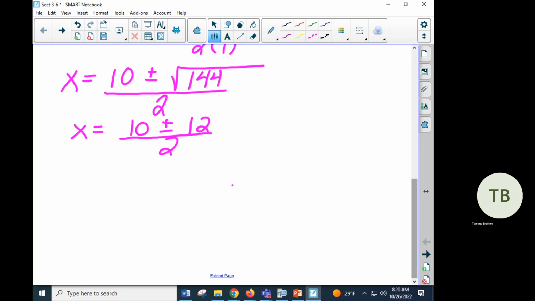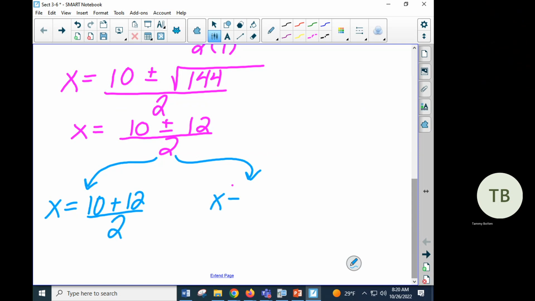Okay. Now what we have is 2 different answers there. So we're going to go and separate them. We have x equals 10 plus 12 divided by 2, and we have x equals 10 minus 12 divided by 2.